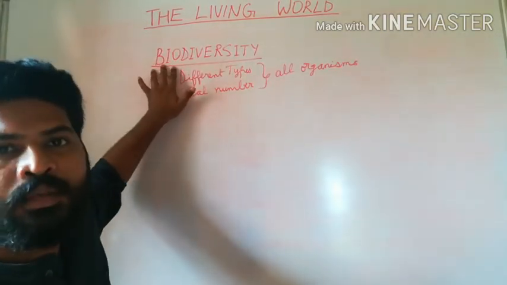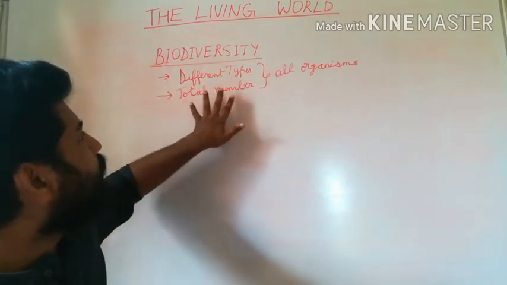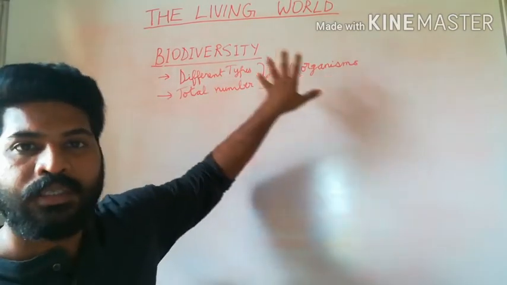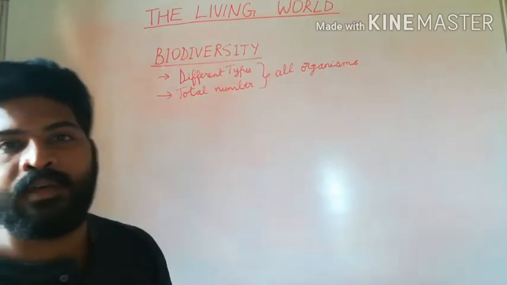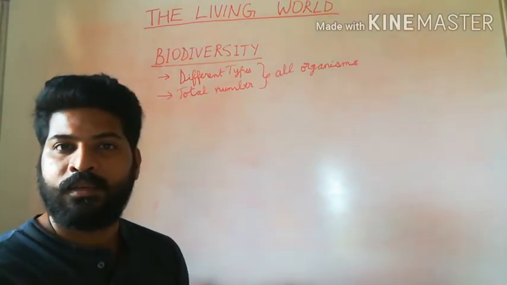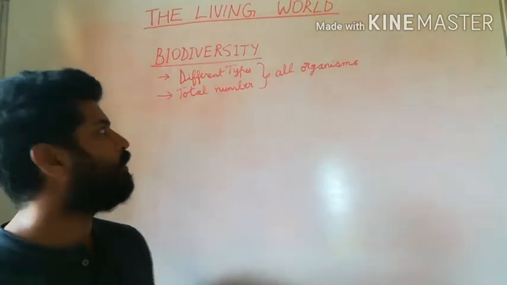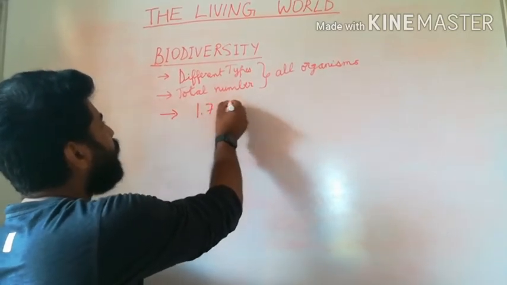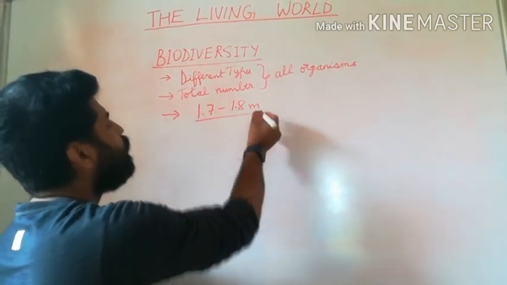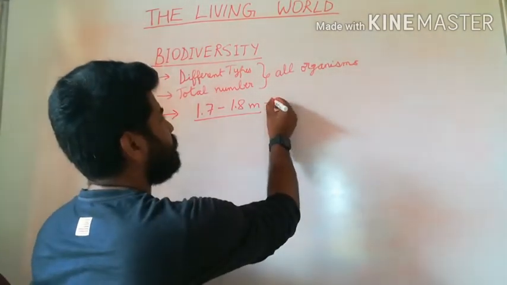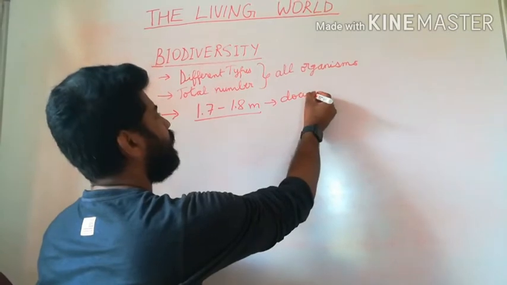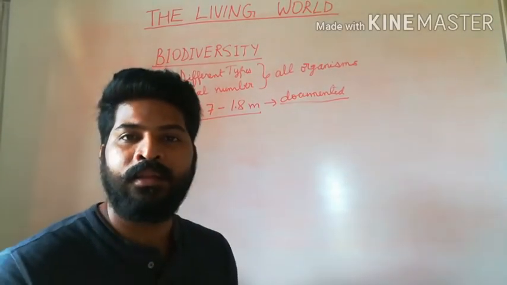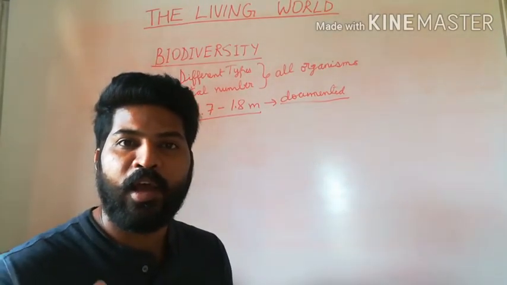Bio means life, living organisms. How many different types of organisms are there and what is the total number of organisms constitutes biodiversity. As we already discussed, there are so many life forms on earth. It is known currently that around 1.7 to 1.8 million organisms have been documented till date. Documented meaning these have been identified, they have been studied thoroughly, and they have been given names.